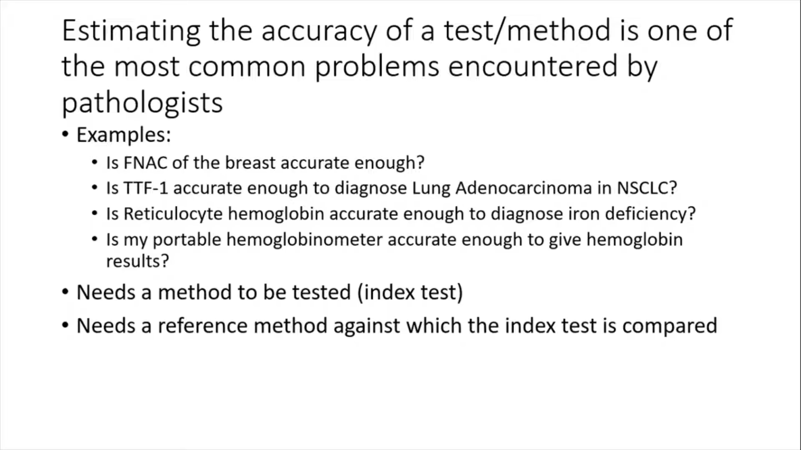So, for all these tests done, we need a method to be tested. The method to be tested is known as the index test. And we also need a reference method against which the index test is to be compared. For example, for FNAC as the index test, the reference method may be histopathology. For reticulocyte hemoglobin, to diagnose iron deficiency, the reference method may be ferritin values.